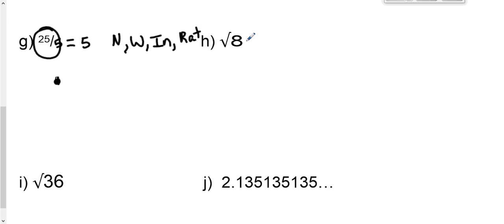Okay, so then for H, we have the square root of 8. Is the square root of 8 a perfect square? Well, remember, a perfect square is any number that we can get by multiplying another number times itself. So if I multiply 2 times 2, I get 4. Or if I multiply 3 times 3, I get 9. Okay, so there's no number that I can multiply times itself to get 8. So it is not a perfect square, so that means this would be an irrational number.